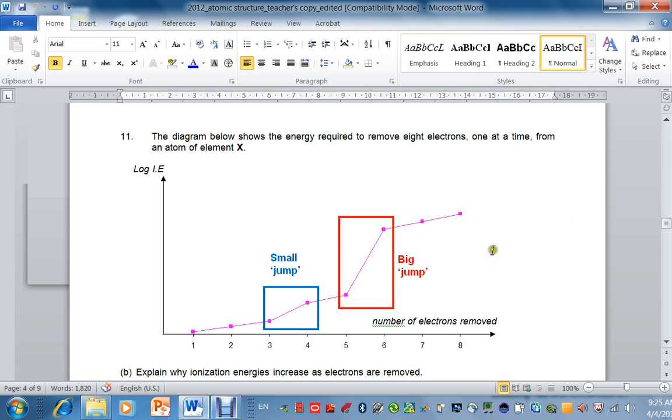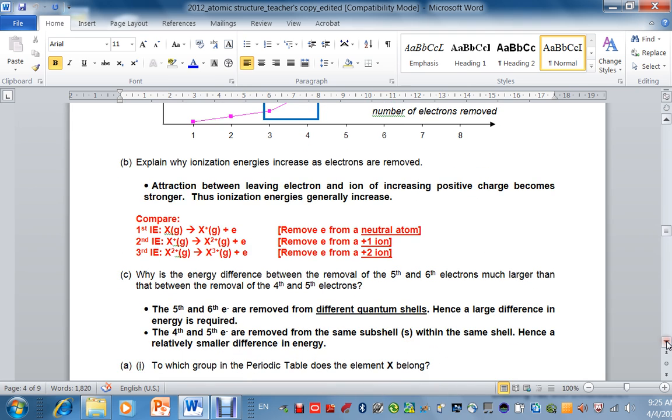Okay, so you are given this graph for question 11. So there are a few things you need to appreciate regarding this graph. The first thing is its general trend. Why in general is the second IE higher than the first IE, the third IE in turn higher than the second IE, and so on. That will be part A. The answer is because attraction between leaving electron and ion of increasing positive charge becomes stronger.